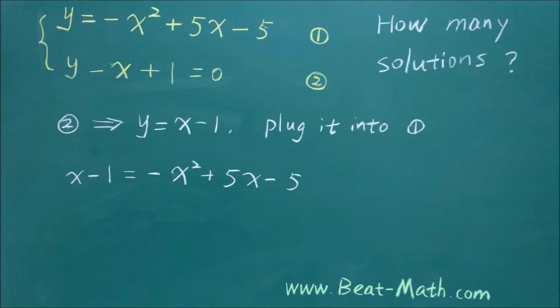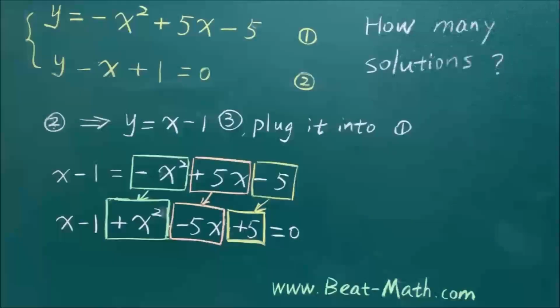Let's simplify it. Move everything on the right side to the left and change their signs. The negative x squared becomes positive x squared. Plus 5x becomes minus 5x. Minus 5 becomes plus 5. If you're not familiar with this transposition trick, check the links in the video description.